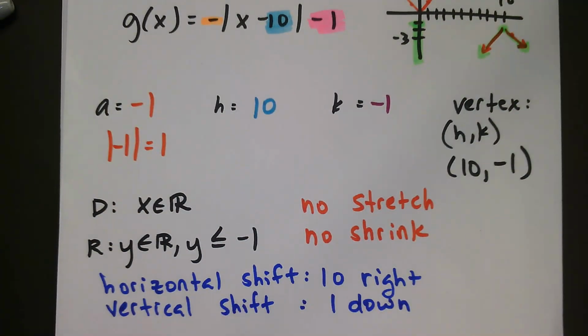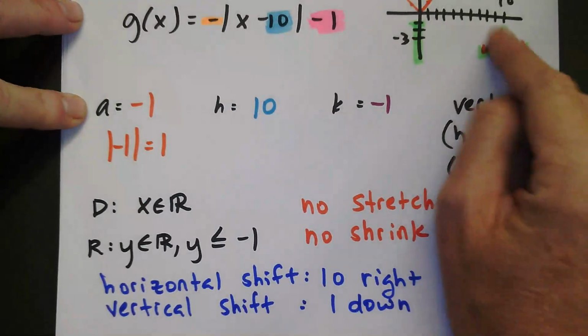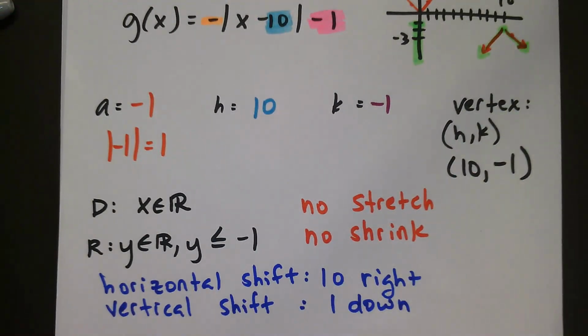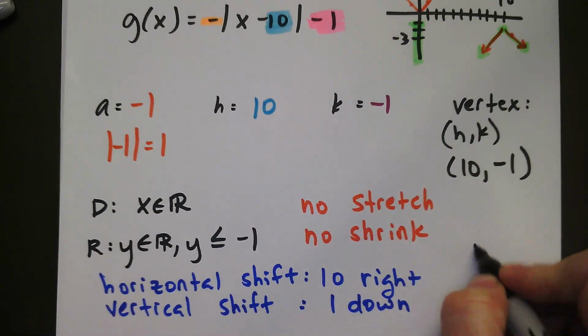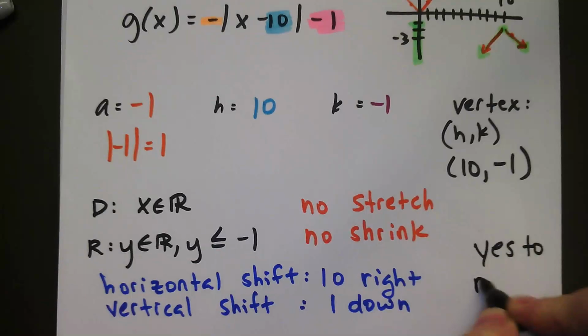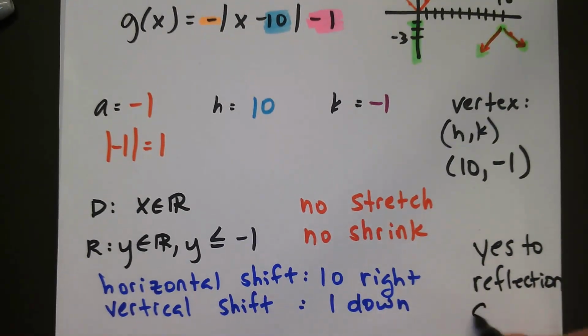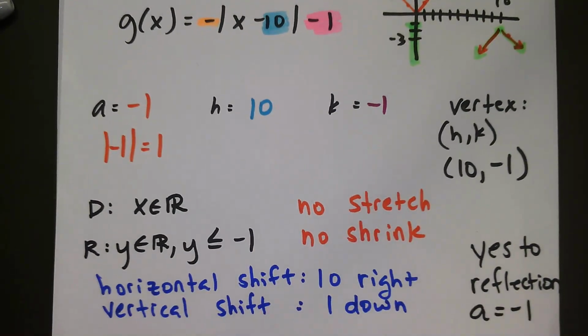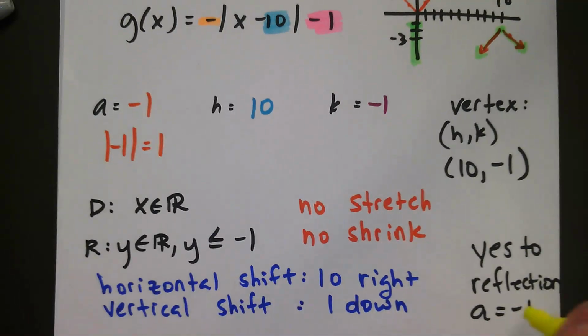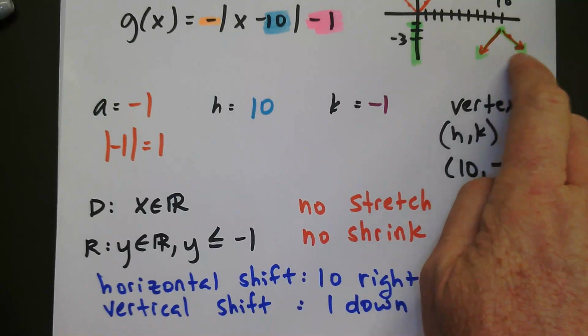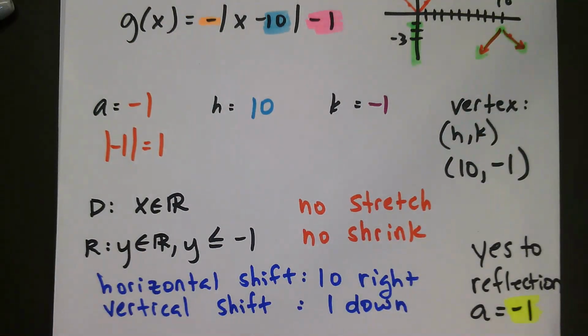And then the last thing we need to talk about on this is the reflection. We've already mentioned it because a is negative. This thing is going down. Yes, there is a reflection, and that is because a is -1. The fact that the a is negative is what gives it that reflection. It makes it grow upside down. We're going down 1, right 1, down 1, right 1. Okay, I hope that is helpful. Message me anytime with questions.